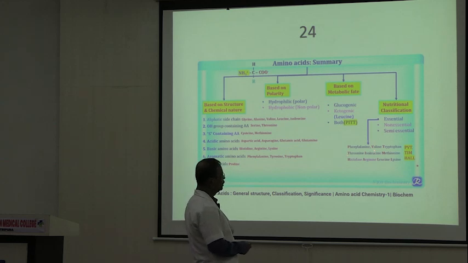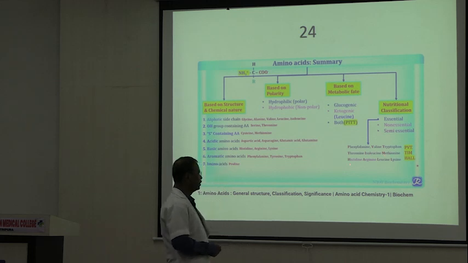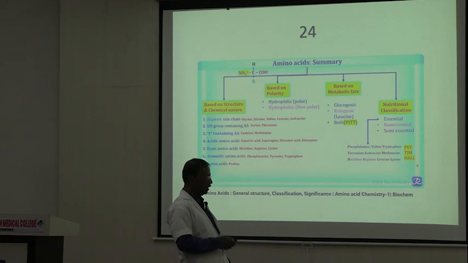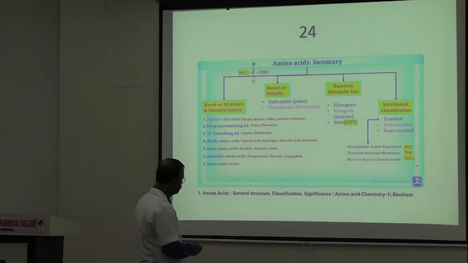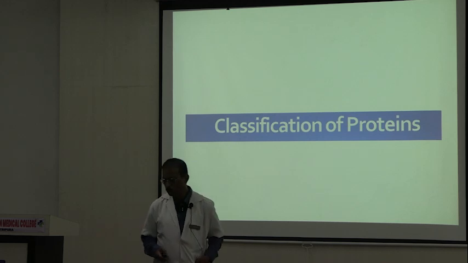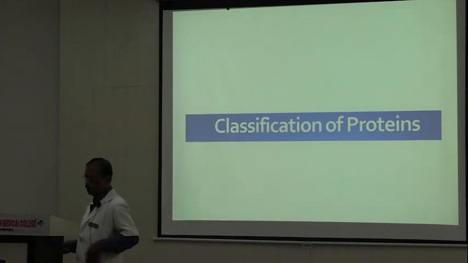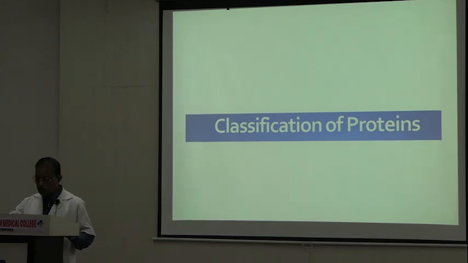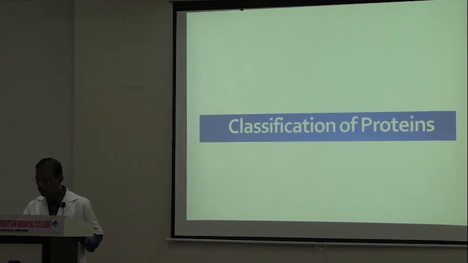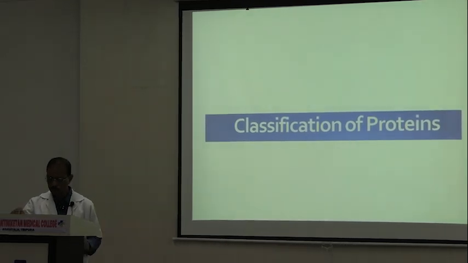Phenylalanine, valine, tryptophan, threonine, isoleucine, methionine, histidine, arginine, leucine, lysine. These are the essential amino acids. Now, let's see the next part, classification of protein.